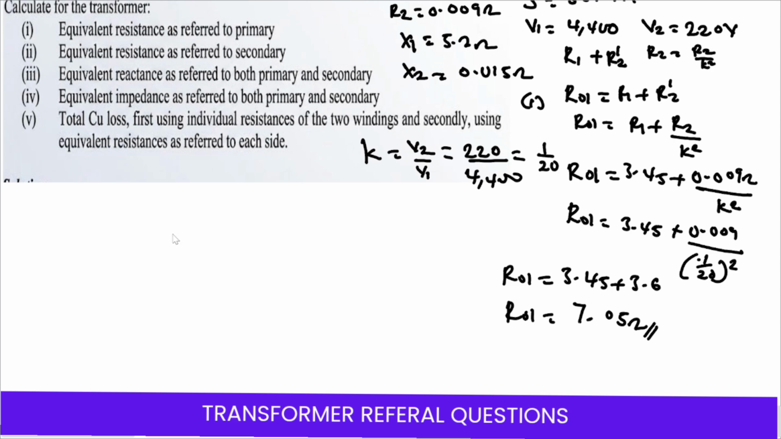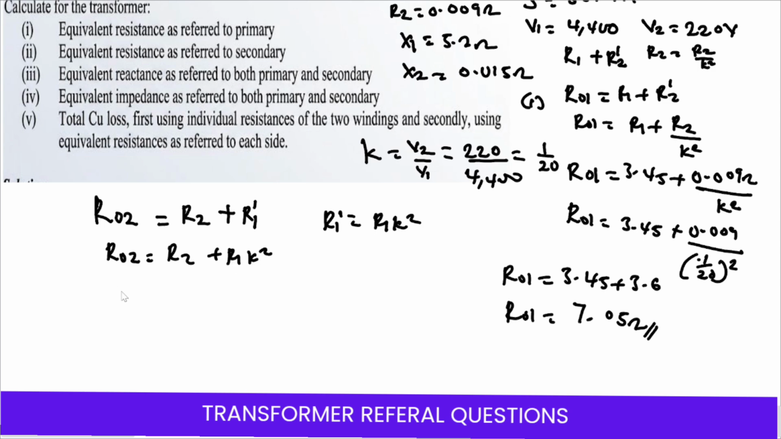The second question says that we should find the equivalent resistance as referred to the secondary. That means that we are now doing the referral at the secondary, and at the secondary, R2 is already existing. But then we are going to bring R1 to the secondary, which will be R1 prime. The prime is there based on the fact that it becomes referred. So R1 prime is the same as R1 K squared. So we can say R2 plus R1 K squared.